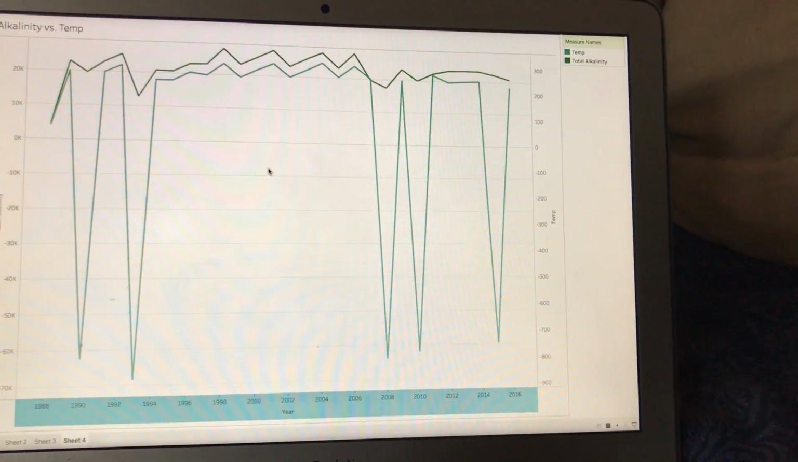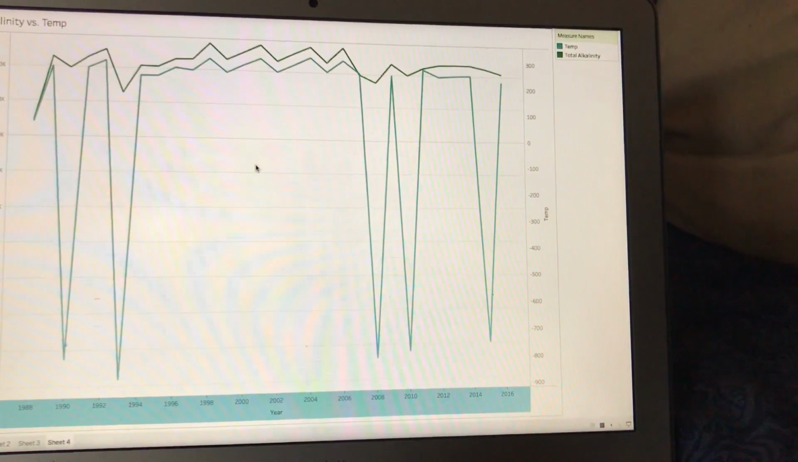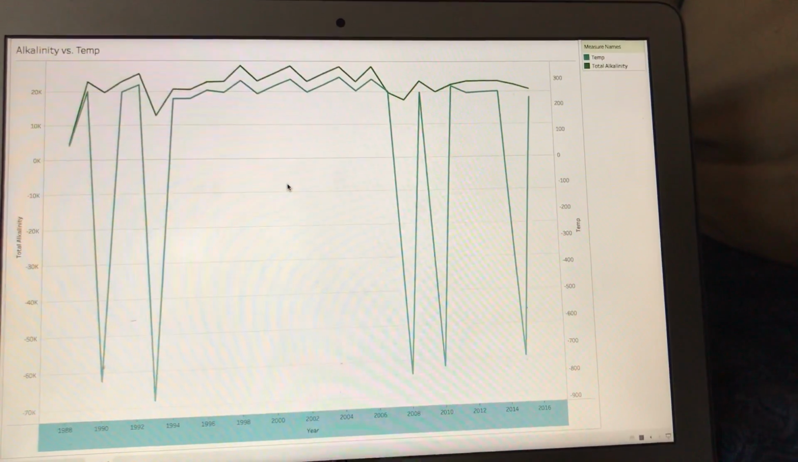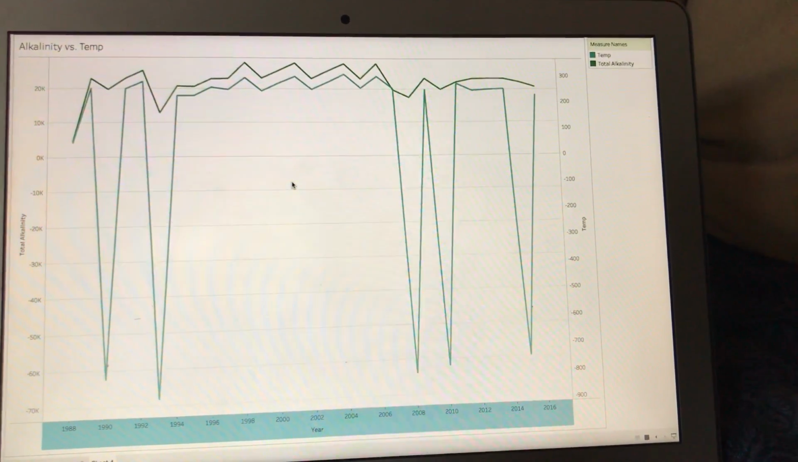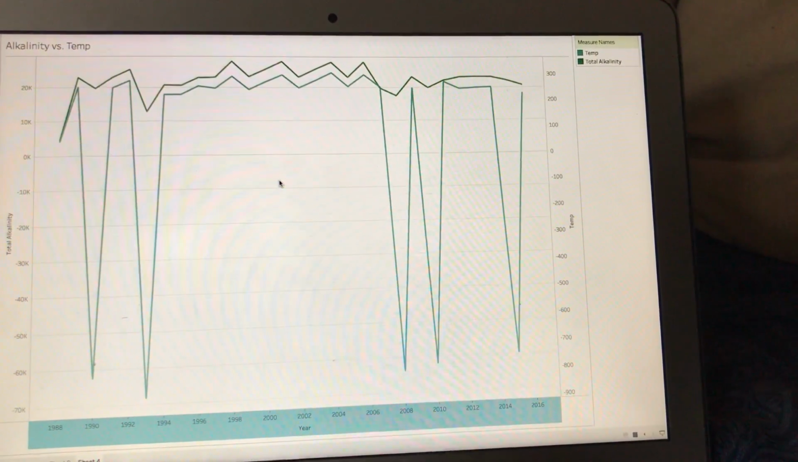So clearly, we're seeing a relationship between temperature and total alkalinity, which makes sense because when your temperature rises, you're leading to more evaporation, and you're going to leave more salt in the oceans, leading to a higher alkalinity.